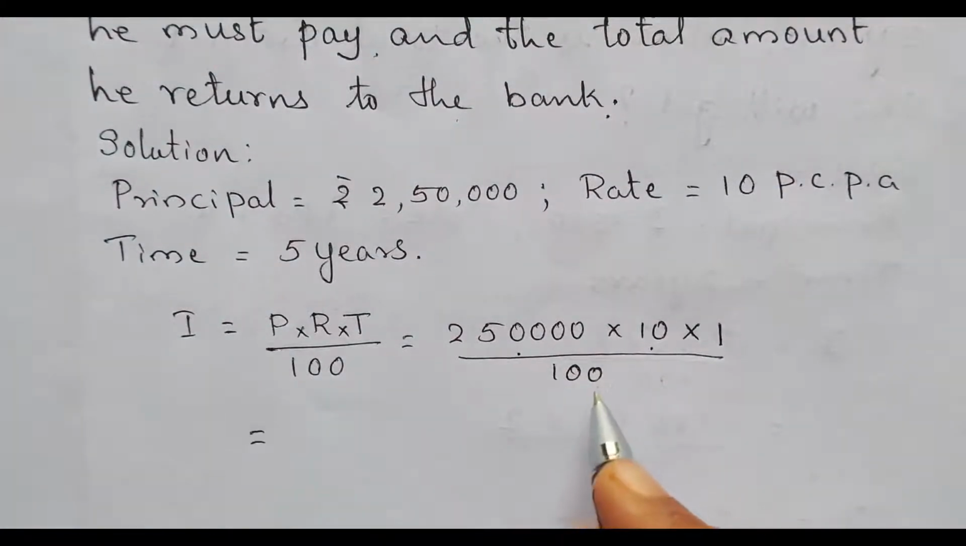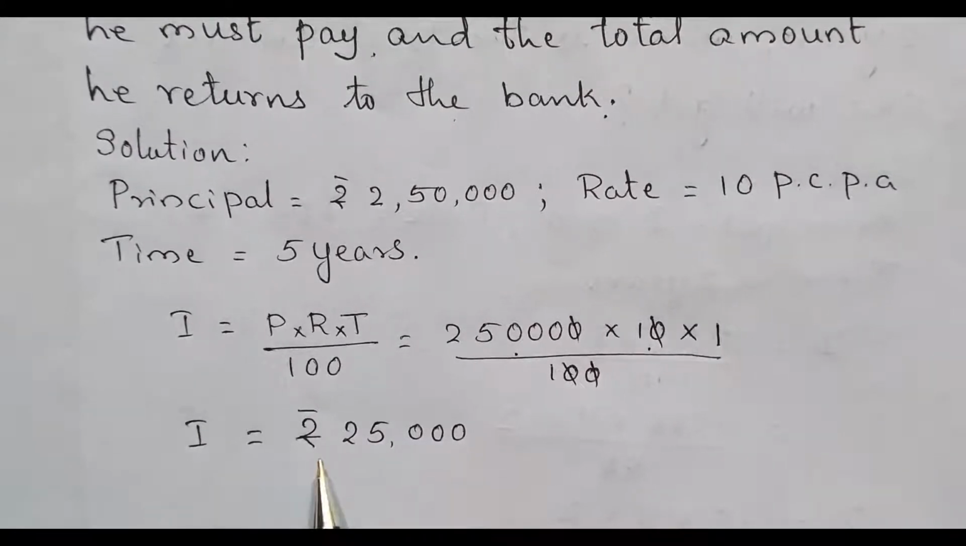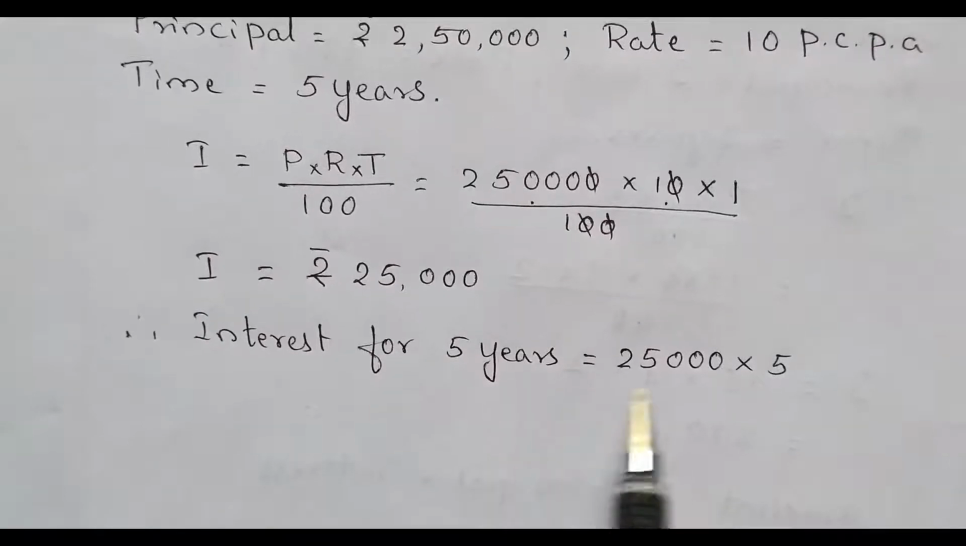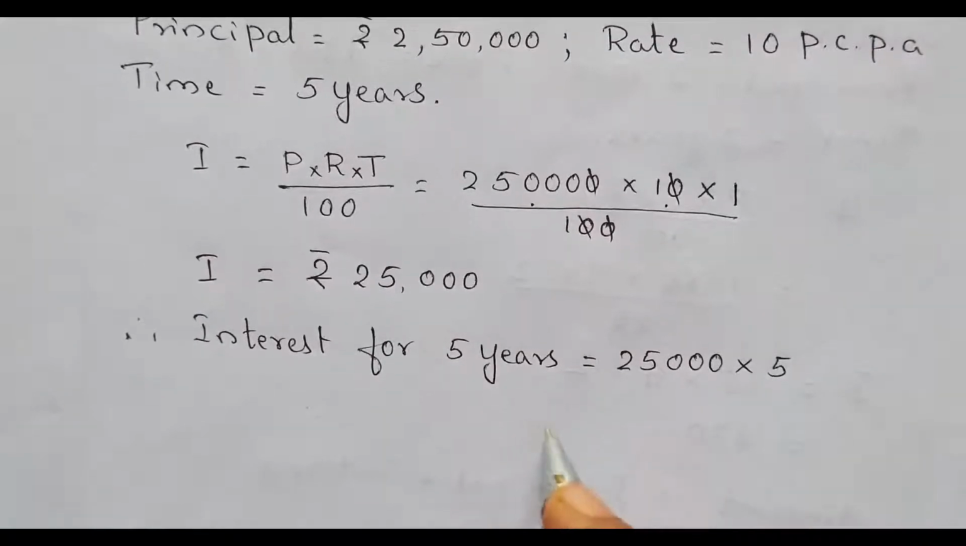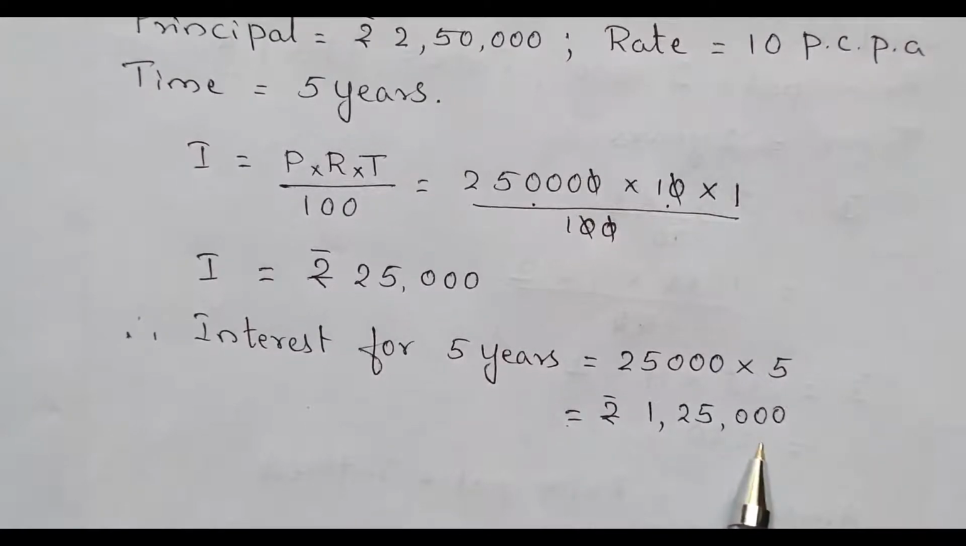We can cancel the zeros. So we get I is equal to 25,000 rupees. That is, the interest for 1 year is rupees 25,000. So what will be the interest for 5 years? The interest for 5 years will be 25,000 multiplied by 5. That's equal to rupees 1,25,000.